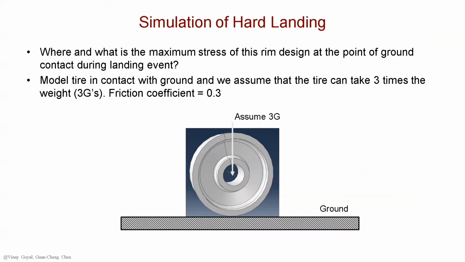In the analysis, we will be simulating a hard landing. Now, you could have multiple hard landings. We're going to assume a friction coefficient 0.3, and we're going to assume that because of the hard landing, you're going to have a 3 times G, so 3 G's of that wheel hitting the ground. And so that's what we're going to be looking at. And what is the max stress that's induced on this rim by that condition?